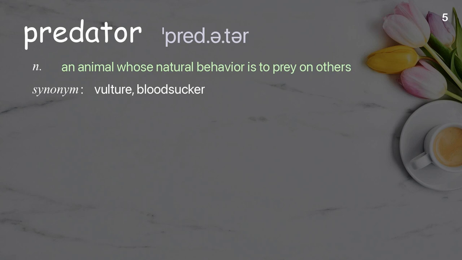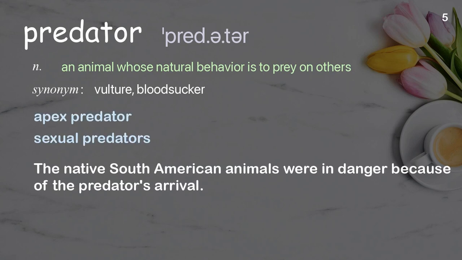Predator. An animal whose natural behavior is to prey on others. Examples. Apex predator. Sexual predators. The native South American animals were in danger because of the predator's arrival.